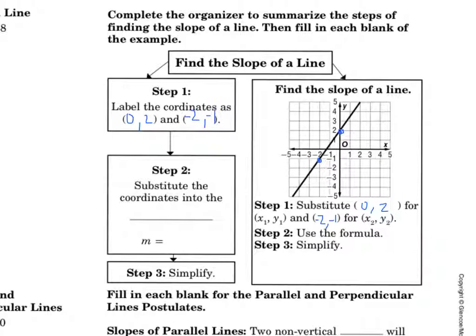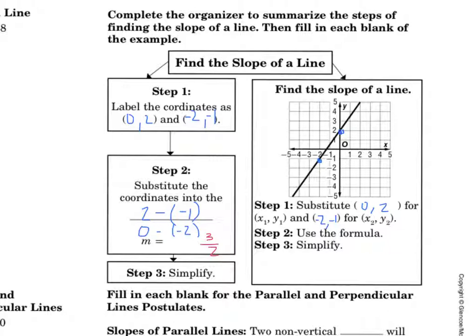Alright, we're going to substitute it into the formula. So, we subtract the y's. 2 minus negative 1 all over, then we plug in our x's, 0 minus negative 2. Now, when we reduce, remember, minus a negative is like plus a positive, so the slope is 3 over 2. And we always want to reduce the fraction, but 3 over 2 doesn't reduce. Now, I want you guys to leave it as 3 over 2.